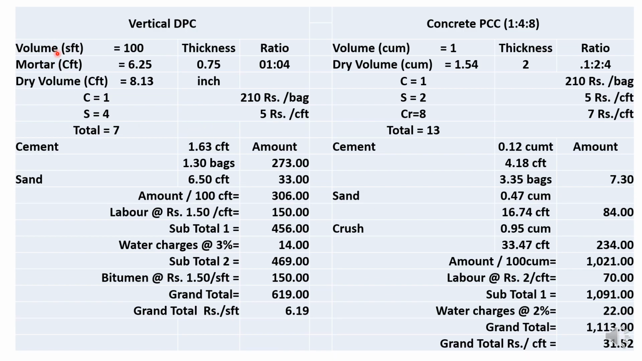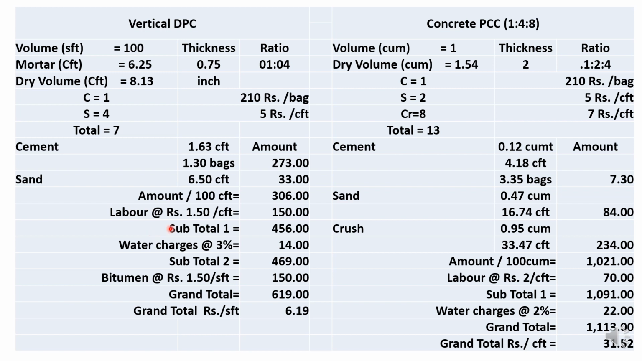DPC, vertical DPC, volume 100 square feet, mortar required 6.25, thickness will be 0.75, ratio is equal to 1:4. Dry volume will be 8.13. Cement, sand. Cement we require 1.3 bags, 273 rupees, sand 33 rupees.